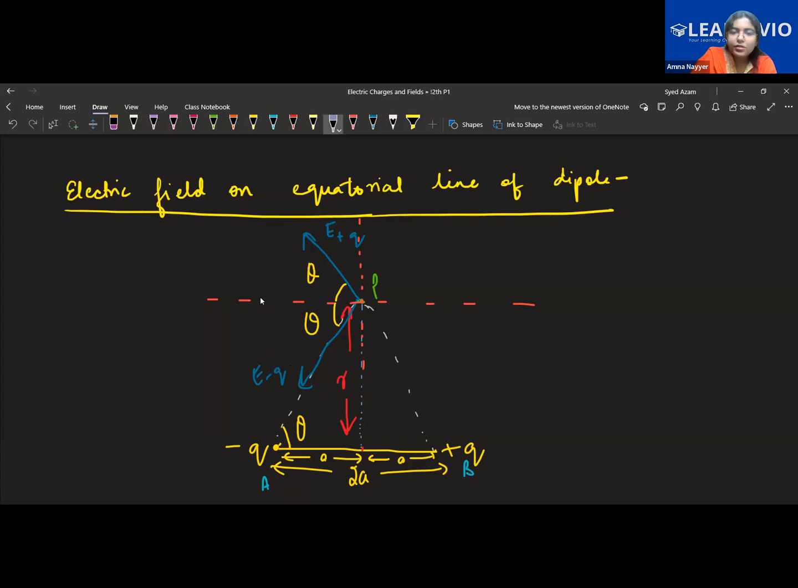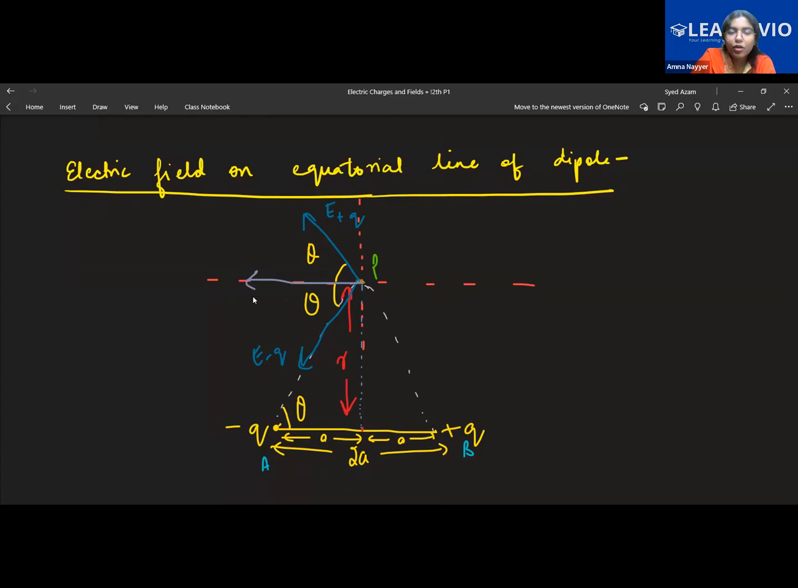Due to E minus Q on this axis, what will be the component? Cos theta. E due to minus Q cos theta, right? And the perpendicular one will be here, E minus Q sine theta. And look, this is E positive Q. So again, due to this also, this axis will receive cos theta. So it will become E plus Q cos theta. And this perpendicular one will become sine theta, right?